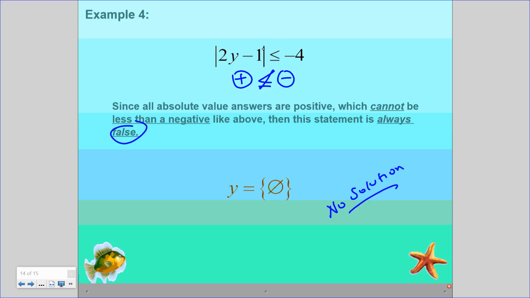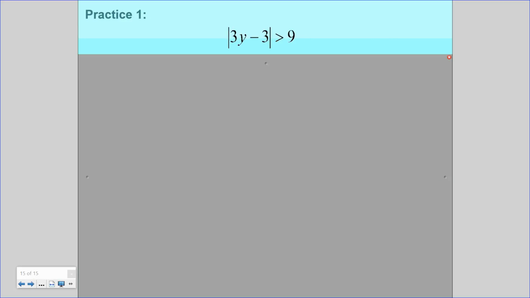So when you've got your absolute value bars isolated, set equal to negatives or less than or equal to negatives or greater than or equal to negatives, that should be a red flag, and you need to figure out, is this an all real situation or a no solution situation?